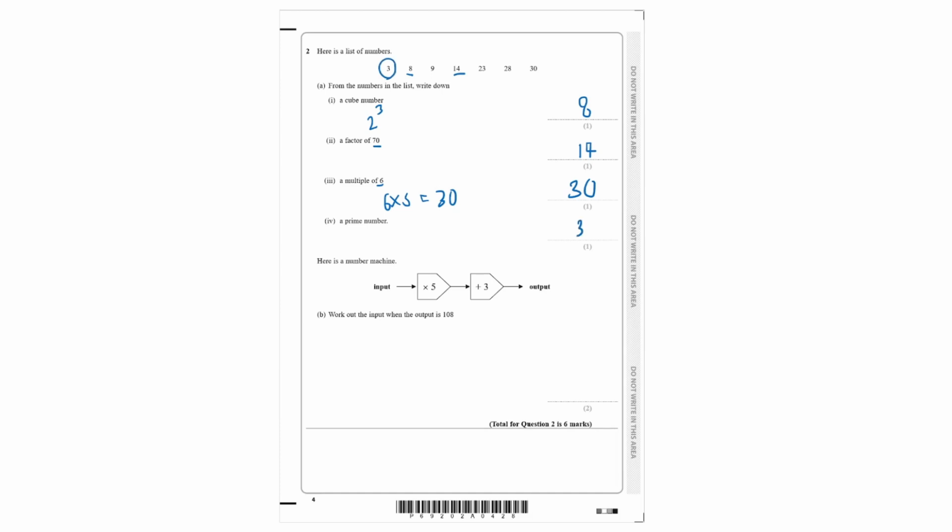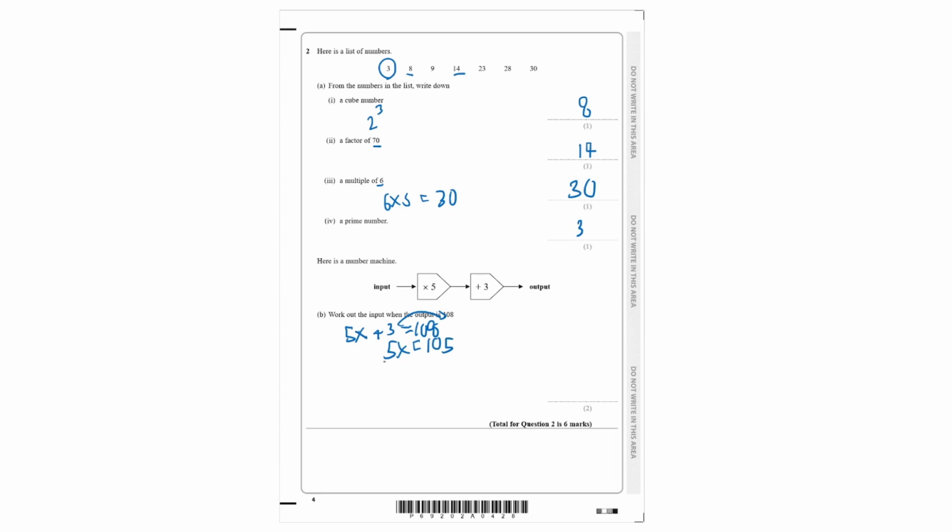Here's a number machine. Work out the input when the output is 108. So that means an unknown times 5 plus 3 is equal to 108. So we can bring 3 to the other side. We have 5x is equal to 108 minus 3, which is 105.